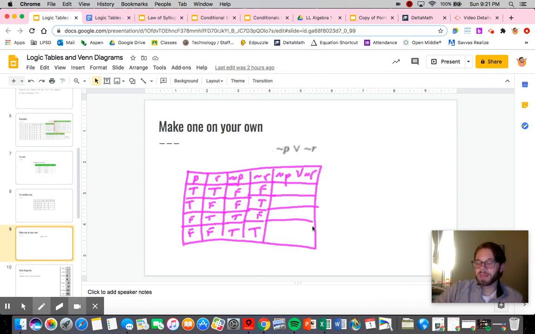Sometimes it's a little hard to make the table because you never know how much room you're going to need. So false or false, well, that's false. False or true, that's true because one of them just needs to be true. True or false, that's true. True or true, true.